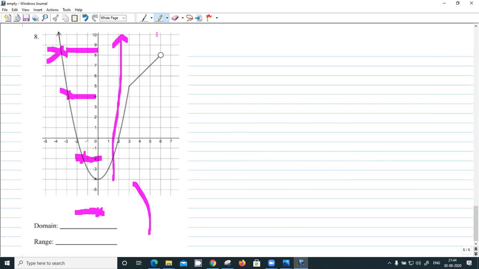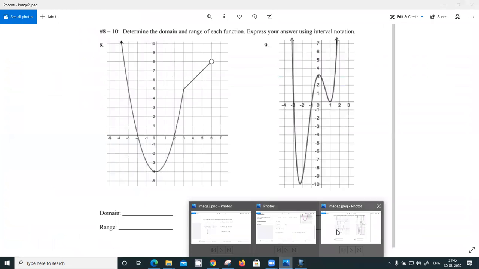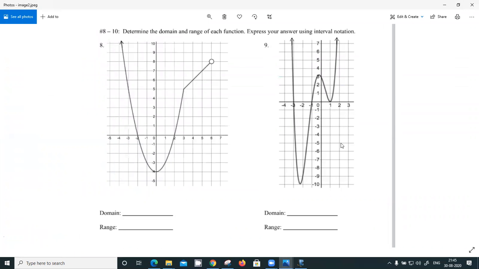So domain is minus infinity to 6, right? And the range is -4 to plus infinity. And -4 is included or not? It is. So square bracket. Yes. What about this one? Domain is what?